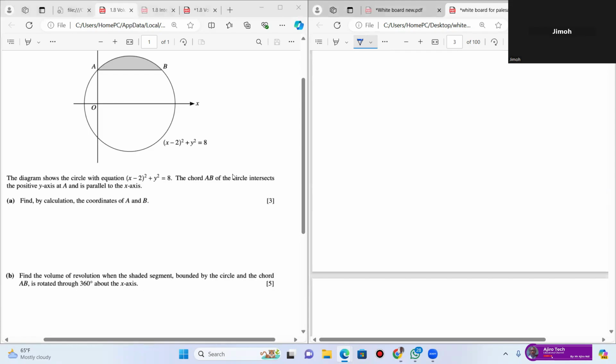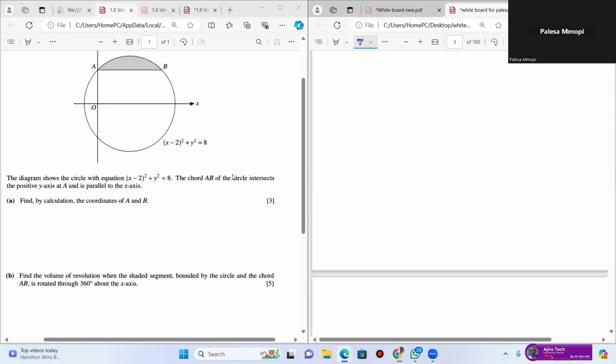The diagram shows the circle with equation x minus 2 squared plus y squared equal to 8. The chord AB of the circle intersects the positive x at A and is parallel to the x-axis. Find by calculation the coordinates of AB.